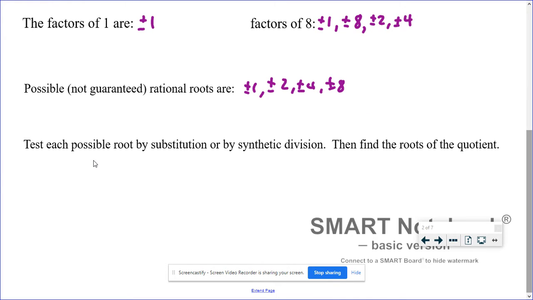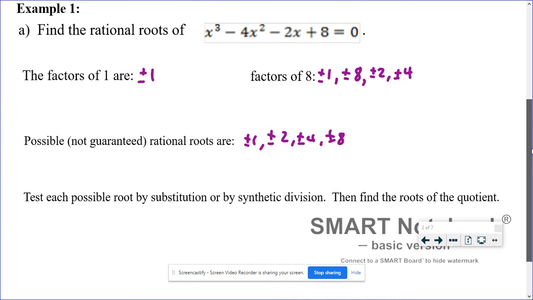Now we're going to test each possible root by substitution or synthetic division. So you have those two options. I'm going to do synthetic division. And then we find the roots of the quotient. So what you can do is start testing using synthetic division. If it is a root, you'll get no remainder. If it's not a root, you'll get anything else as a remainder.